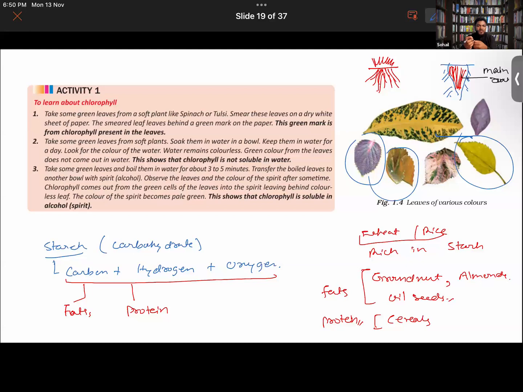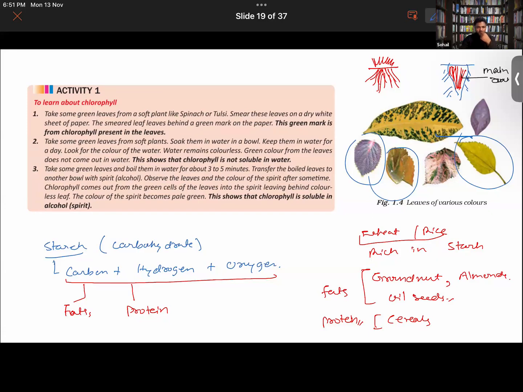Third thing is that when we do the same experiment with an alcoholic solution, we will get to see that the color is lost. Please read the third paragraph here, third point. Take some green leaves and boil them in water for about 3 to 5 minutes. Transfer the boiled leaves to another bowl with spirit alcohol. Observe the leaves and the color of the spirit after some time. Chlorophyll comes out of the green cells of the leaves into spirit, leaving behind colorless leaf. The color of the spirit becomes pale green. This shows that chlorophyll is soluble in alcohol.